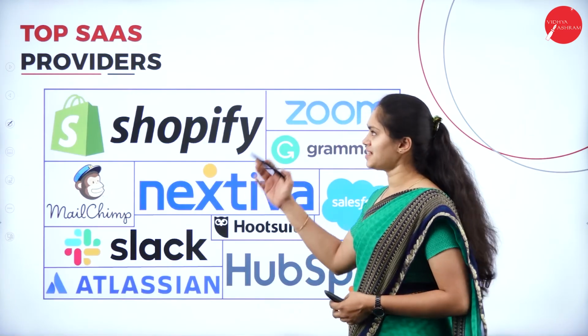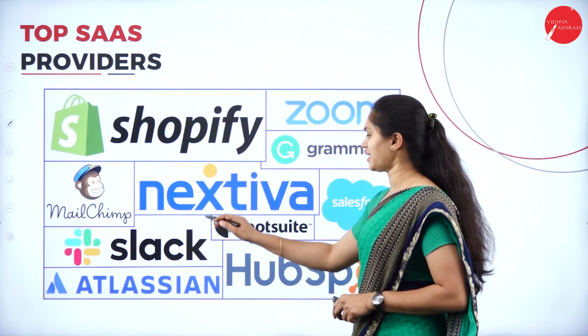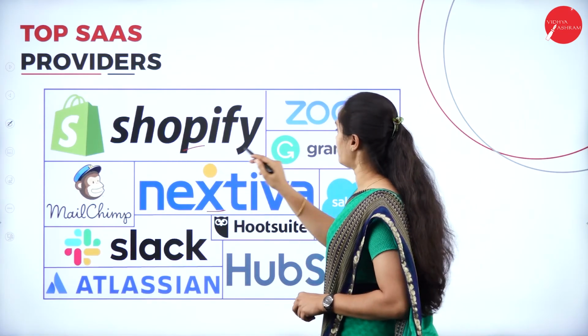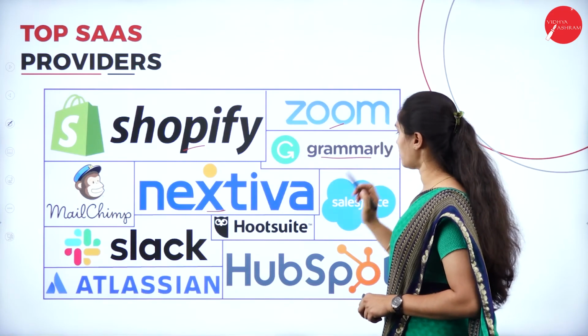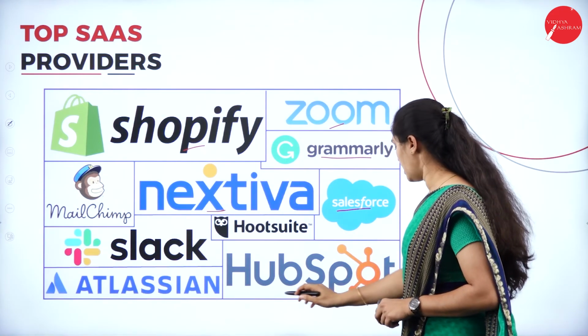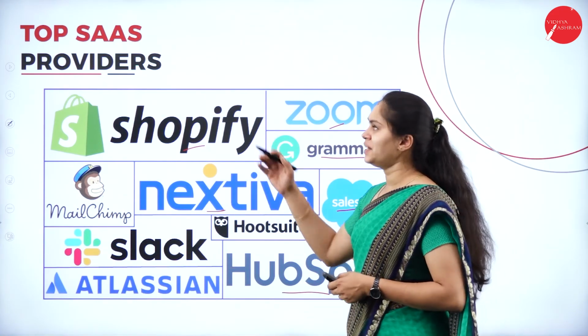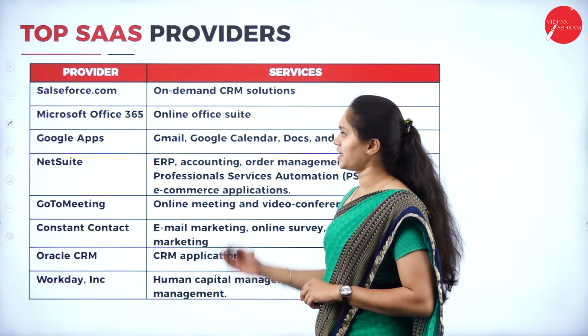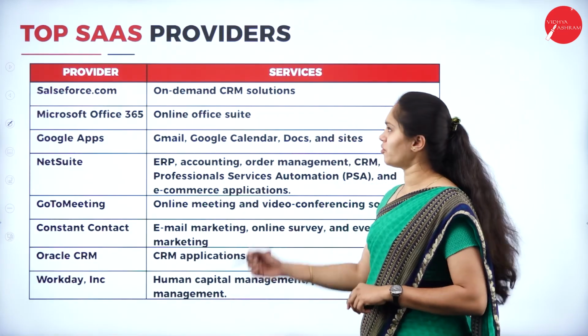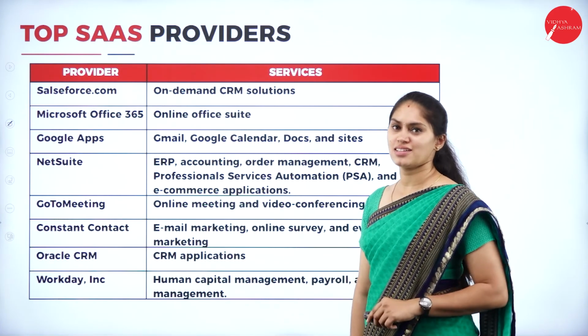Here you can see some of the top SaaS providers. They include Nextiva, Shopify, Zoom, Grammarly, Salesforce, and HubSpot. So these are the top SaaS providers, and here you can also see some other providers of software as a service.